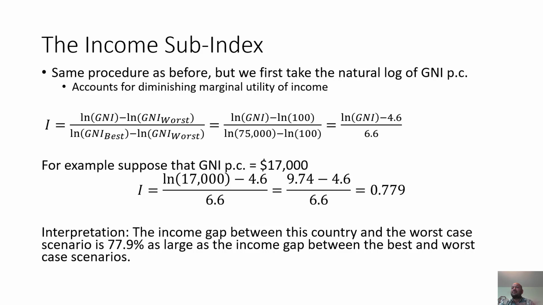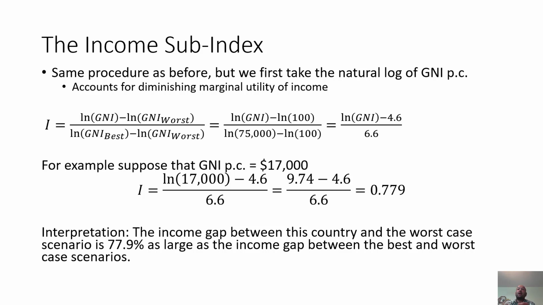He sees that $100. He's probably not even going to bother bending over to pick it up. It doesn't mean anything to him, right? And so the idea here is that an extra $100 is going to mean a lot more when you have very little income than it does when you have a lot of income, right? And so something that captures this diminishing marginal utility in mathematical form is the natural log.